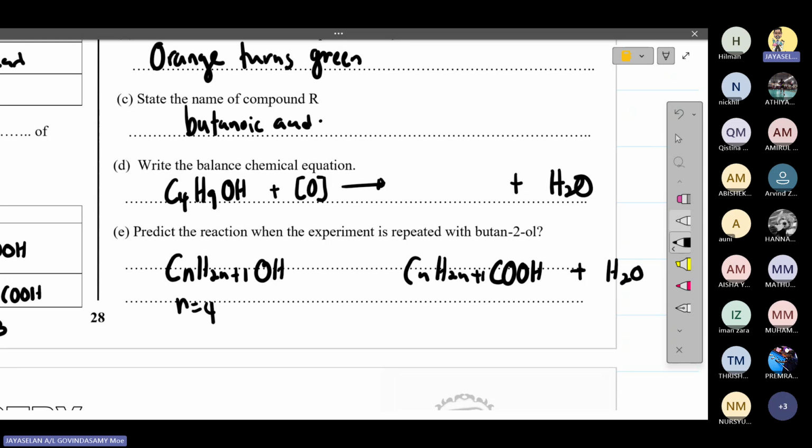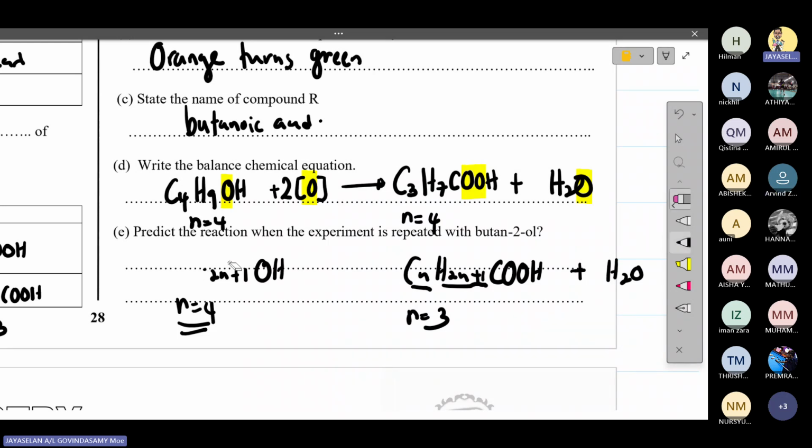Carboxylic acid. This is 4, this applies 3. So you will get C3, H will be 6 plus 1, 7, COOH. Any question? After that, balance the oxygen. Here 1, here 2, 3, right? Here 1 plus 1, 2, right? So here you put 2. So the oxygen is balanced. Any question? If you look here, n is 4, here also n is 4. Balanced.